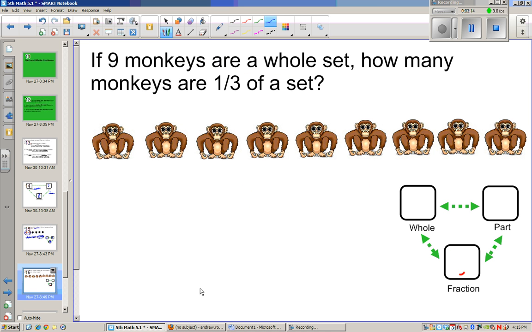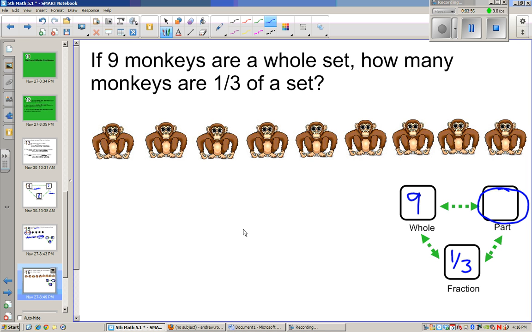Here's another kind. This is one where we're given 9 monkeys are the whole set. So in the whole, we're going to put 9. And then, how many monkeys are 1/3 of the set? So they give us this fraction of 1/3. Now we have to find the part. We have to find what 1/3 is. What's 1/3 of 9? So we have to take 9 and break it into 3 equal pieces.